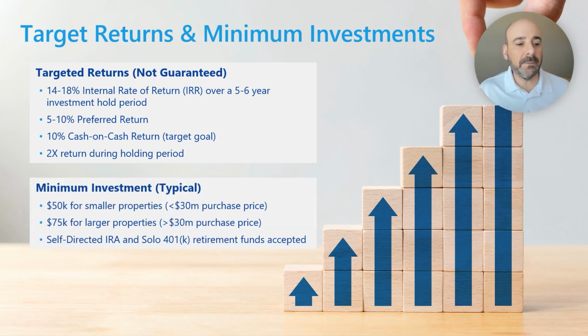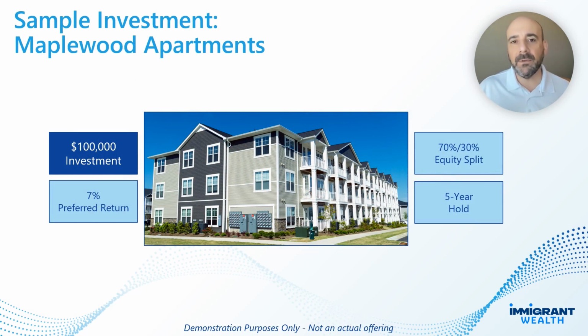In terms of minimums, I've seen typical minimums of $50,000 for smaller properties, that's under 30 million, let's say, and $75,000 or even $100,000 minimums for larger properties, like over 30 million. And self-directed IRA and solo 401k funds are typically accepted in these kinds of investments as well. Now let's look at a sample investment.